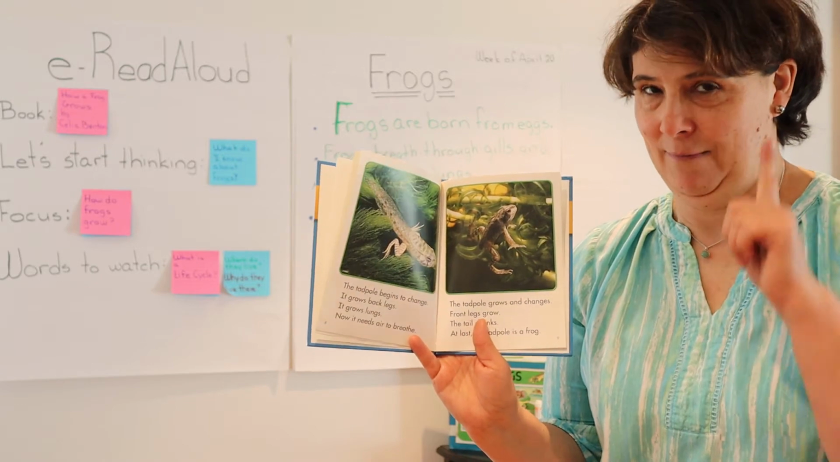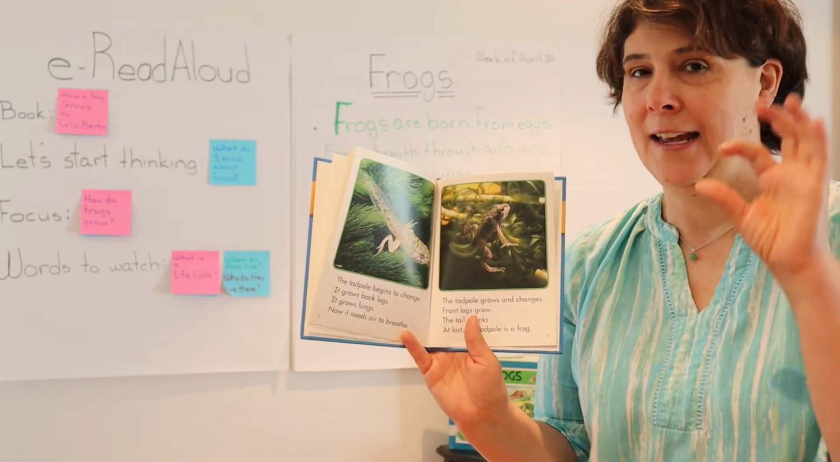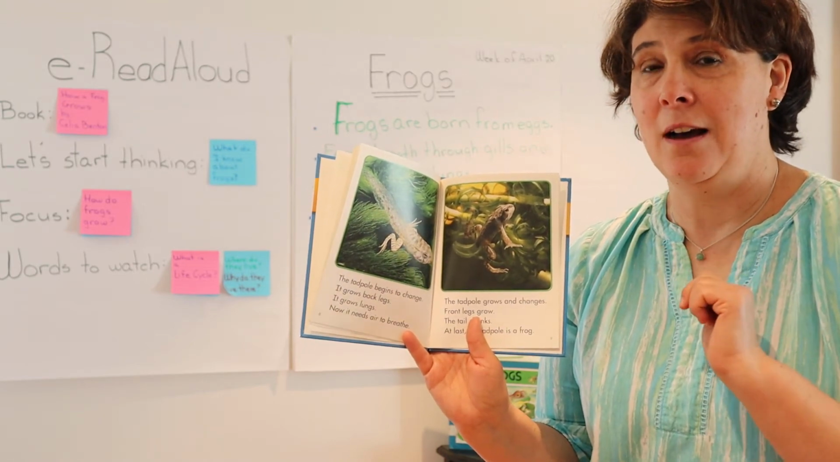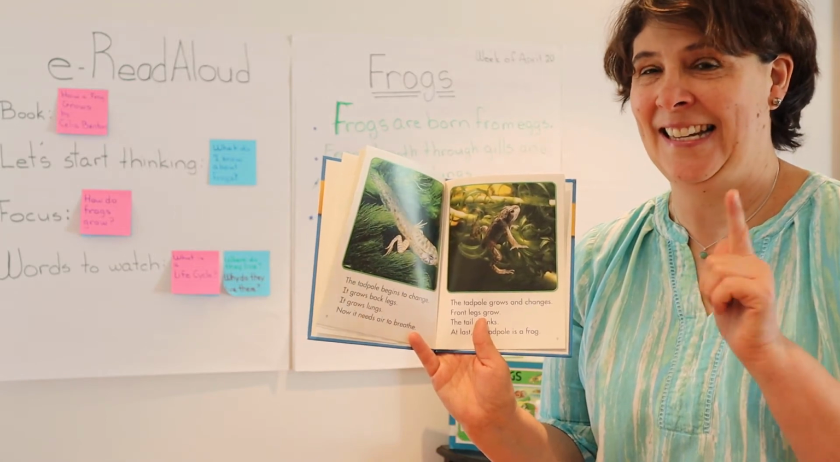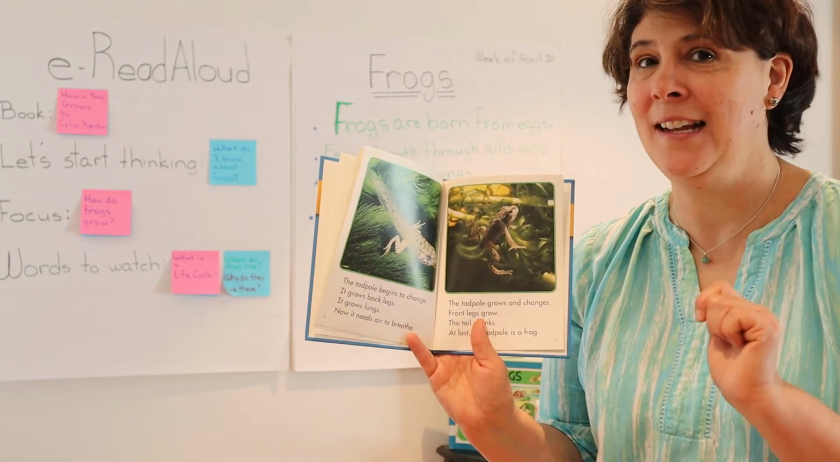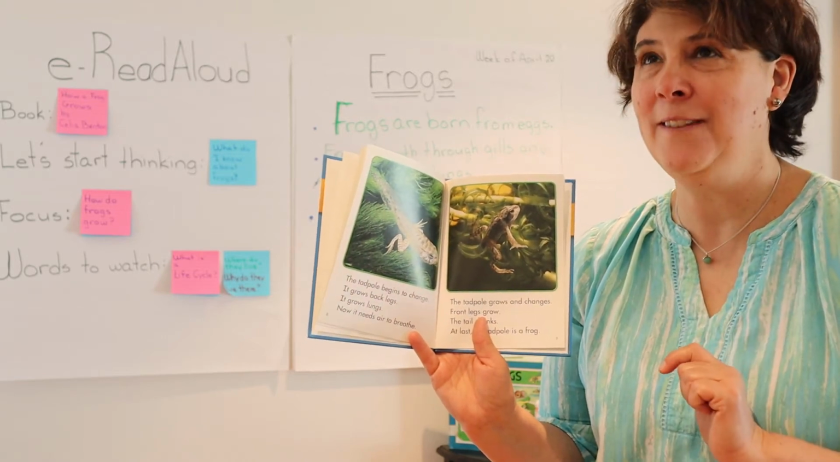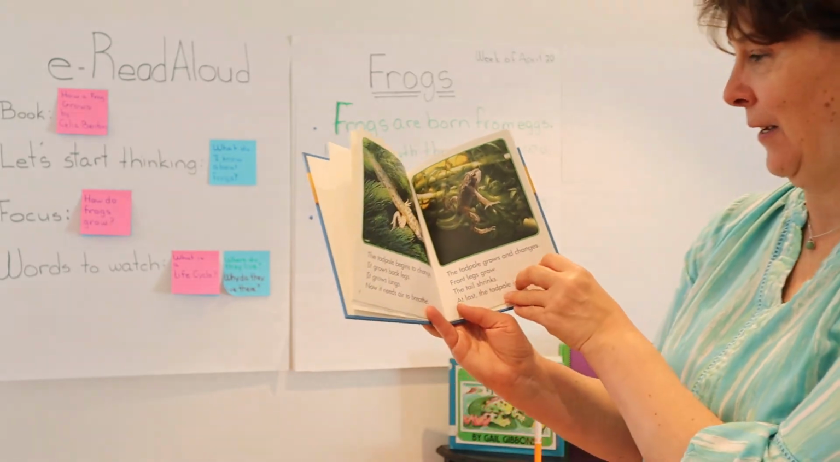So you said, this is what I'm thinking you said. They start as an egg. Then they become a tadpole and start getting legs. Did I get that? They got their back legs and then their front legs. Did I get it right? Is that what you were thinking? Give me a thumbs up. I like that.